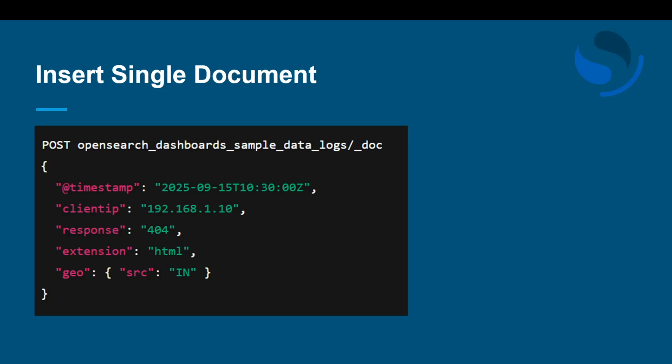Then we mention our schema, the document data: timestamp, client IP, response, extension. These are the fields which I'm mentioning. Each piece of data matches our data types, and we are mapping it. So this is how it works.